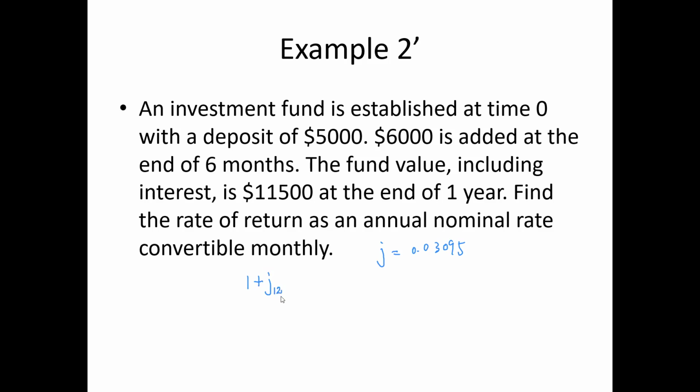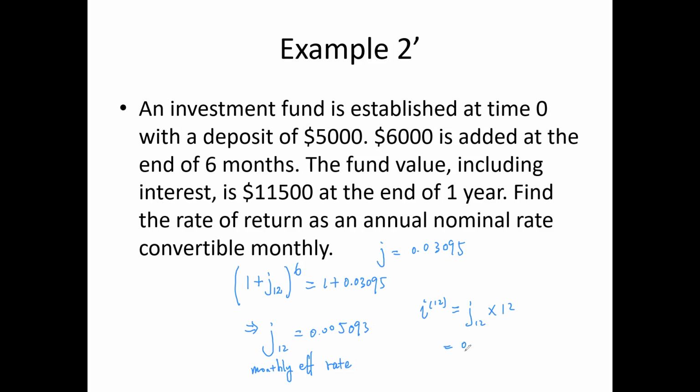So we can set this thing. Let j sub 12 be the monthly effective rate. And then you raise the power by 6. That is (1 plus j sub 12) to the 6th, and you can solve for j sub 12. Again, it's the monthly effective rate. And you get 0.005093. And then you multiply by 12, I get this number, which is the annual nominal rate convertible monthly. So j sub 12 times 12, we will get, I don't know, this number times 12. Well, we just look at the answer. 6.11%, about that.